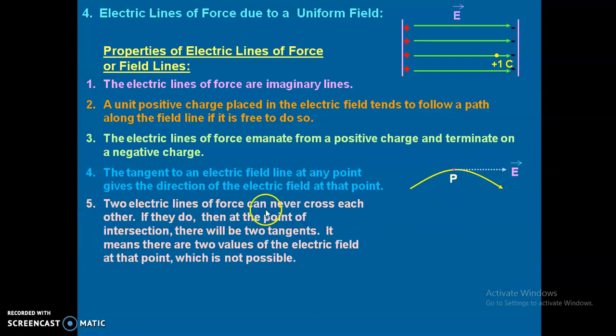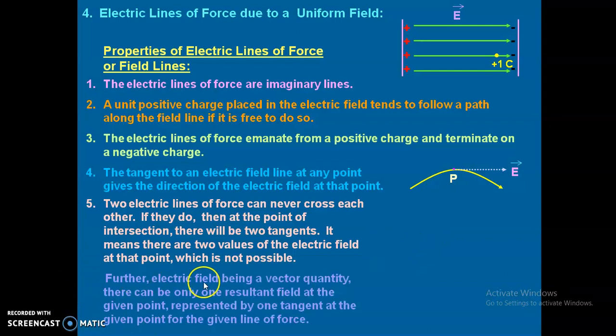Fifth, two electric lines of force can never cross each other. If they do so, then at that point of intersection there will be two tangents. It means there are two values of electric field at that point, which is not possible. So electric field lines cannot intersect each other. What is the reason? Because at one point, if electric field lines intersect each other, then two directions of electric field will be there, and two directions of movement of a test charge at one point is not possible.